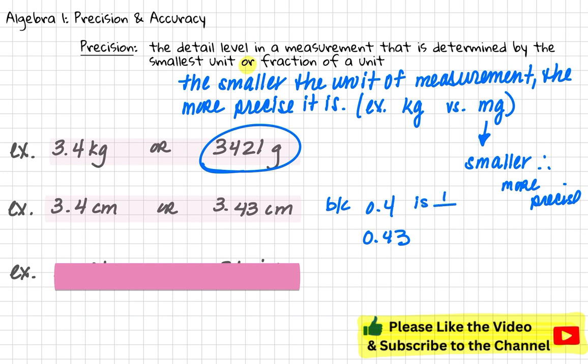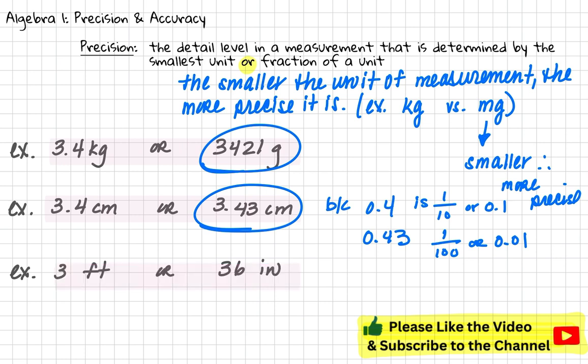So 0.4 represents 1/10 because it's the first one to the right of the decimal place, and 0.43 represents 1/100th of a unit. These are both fractions of a unit, but when you put in its decimal as another way to look at it, it's 0.1 or 0.01. The second one, 0.01, is the smaller fraction of the unit. So the fact that we have 0.43 compared to 0.4, this one represents the smallest fraction of a unit. So our answer here is going to be 3.43 centimeters.